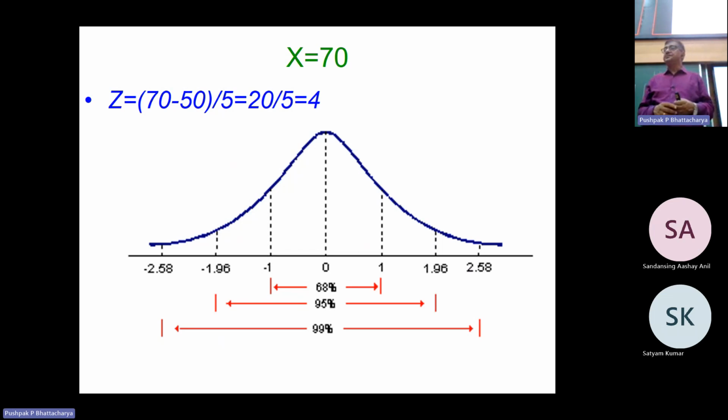Now, the Z value which we have got is 4. So 4 goes beyond 1.96. It goes in this region, right? It goes beyond 1.96. So then we say that since the Z value is outside the confidence interval, I can reject the hypothesis. Okay, so that is the methodology.